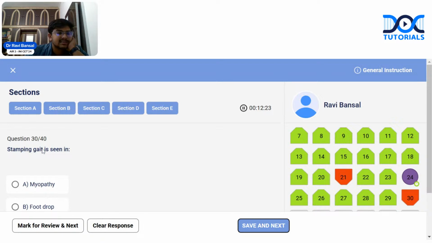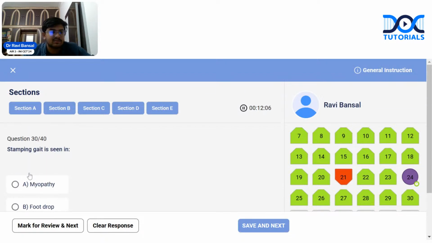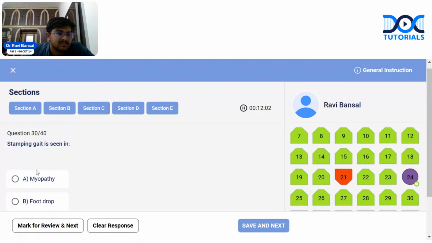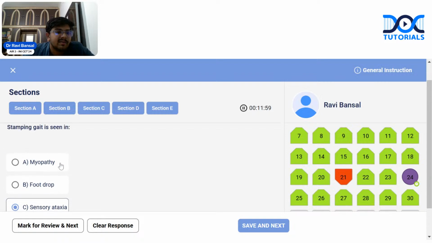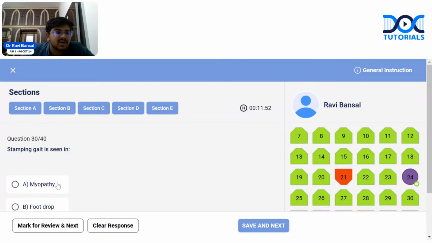Myopathy is okay. Sensory ataxia, this is looking nice. When the patient does not have the sense of proprioception, due to maybe vitamin B12 deficiency or posterior column defect, the patient develops sensory ataxia. He tries to stomp the ground to get just the feel of proprioception or vibration. So I think ataxia is right. Sensory ataxia is looking more accurate than myopathy. Myopathy might be anything to do with the spinal cord.